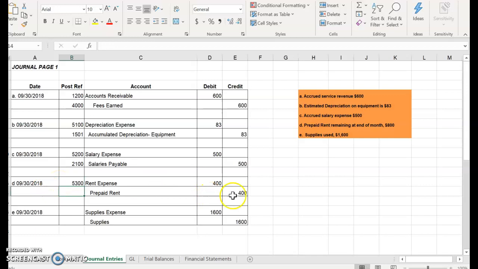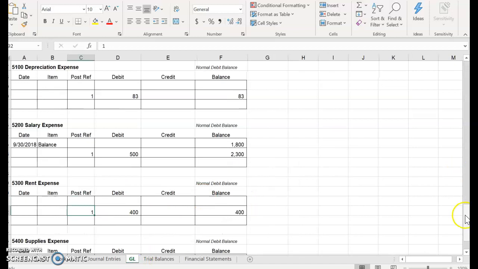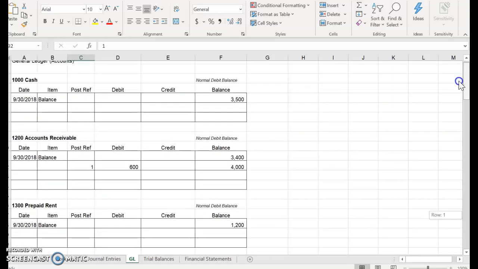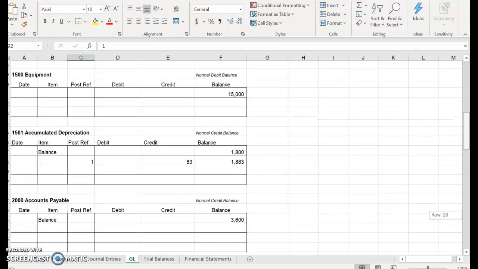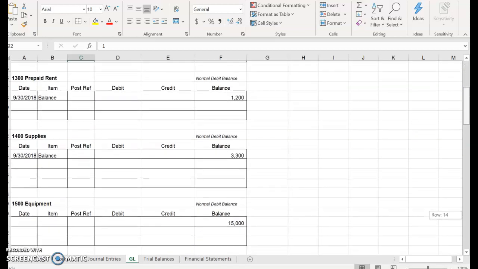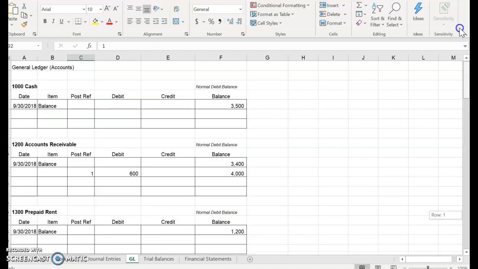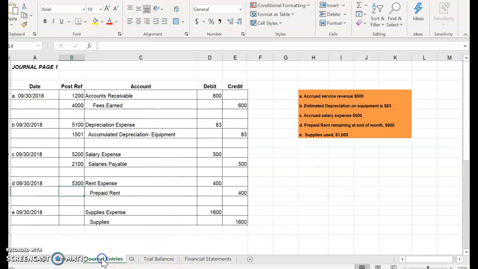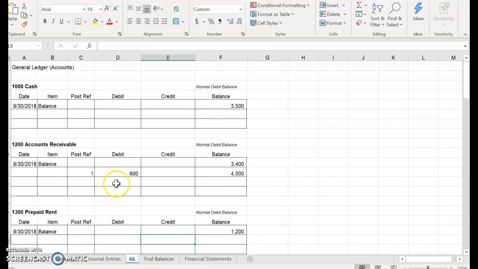Prepaid rent, credited prepaid rent for $400. That's an asset and it's going down. Okay, there it is. I was missing it there. So I am reducing it by $400. It had a normal debit balance of $4,000 minus the $400, so our new balance is $3,600.